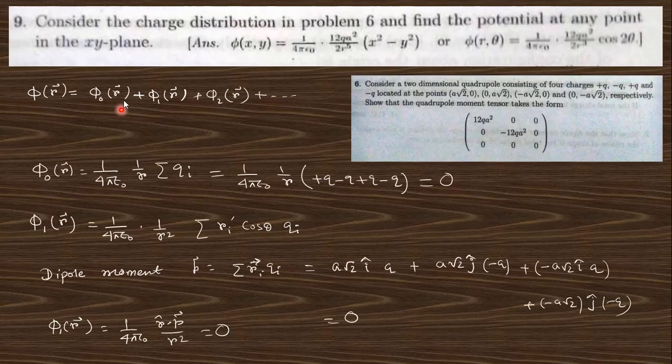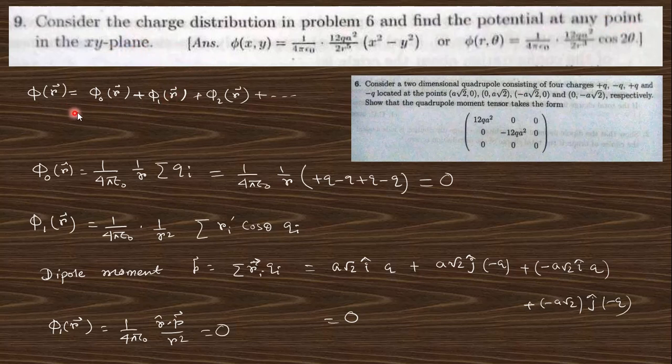Next question: consider a charge distribution in problem 6. You remember this was problem 6, there was a charge situated at that point, and this was the quadrupole moment tensor. Find the potential at any point in this xy plane.